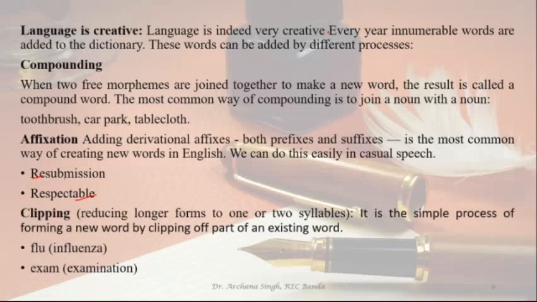Next is clipping. Clipping is basically when you reduce the longer form to the smaller form, like you reduce the syllables. It's a very simple process of forming a new word by clipping off parts of an existing word. You have a word flu, but the full word for this is influenza. We have clipped influenza and we get a new word, that is flu. In the same way, in another example, the word is examination, and we have clipped this portion of the word, and we get a new word, that is exam. So this is known as clipping.